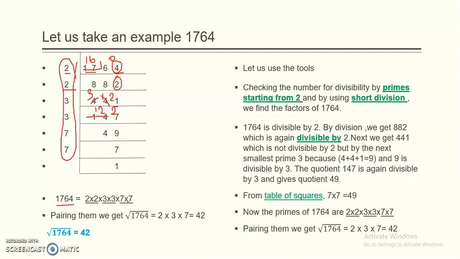Now as I had listed out before, the next step is to pair them. So we have paired them: 2 into 2, 3 into 3 and 7 into 7. There are 3 pairs and each number will represent one pair. So 2 represents this pair, 3 represents this pair and 7 represents this pair. So we are left with the product, the last step. 2 3s are 6, 6 7s are 42. So 42 is the square root of 1764.